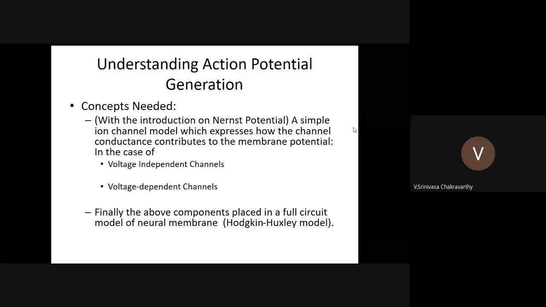In the neural membrane, we have two kinds of channels: voltage-independent channels, which are like linear conductances because they are constant conductances, and voltage-dependent channels, which obviously depend on voltage. Therefore, they are nonlinear conductances. So the key factor is the presence of nonlinear conductances.